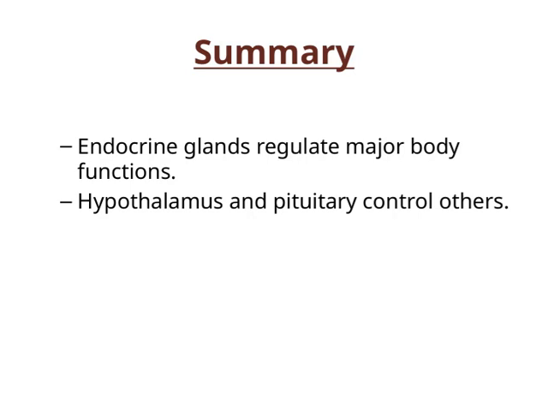Endocrine glands play a crucial role in regulating our major body functions, ensuring everything runs smoothly. These glands release hormones that influence growth, metabolism, and even mood. At the top of this system, we have the hypothalamus and pituitary gland, which act as the control center. They coordinate and regulate the activity of other endocrine glands, kind of like a command hub. To summarize, these glands are essential for maintaining balance and harmony within our body.